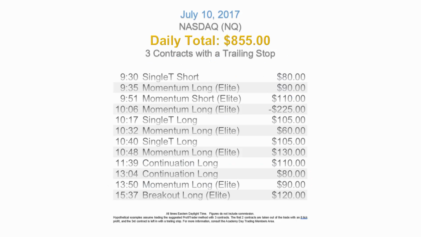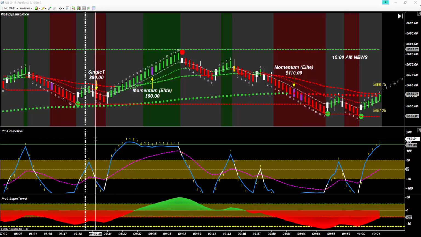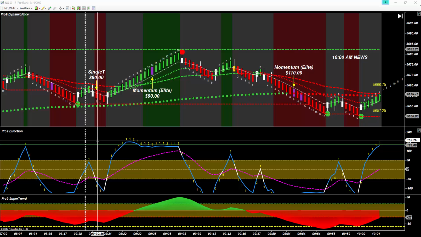trade setups. Good afternoon. Welcome to the daily market dissection for Monday, July 10th, 2017. Today's market is the NQ. Our first trade of the day, right out of the gate, is a single T short.